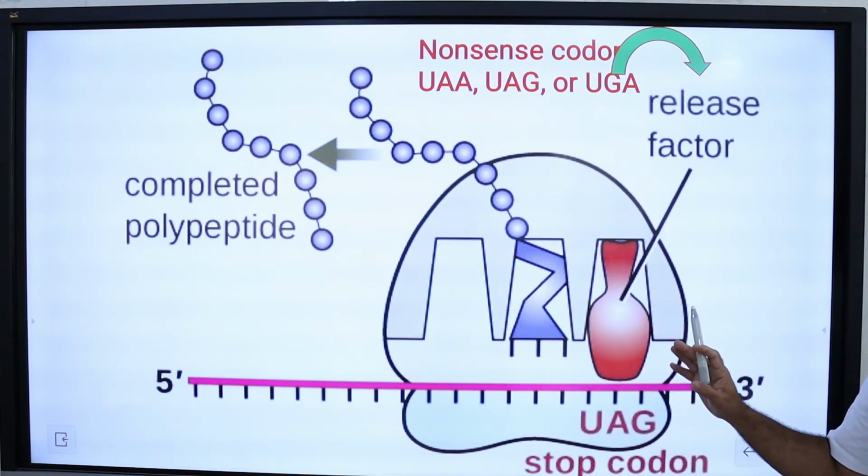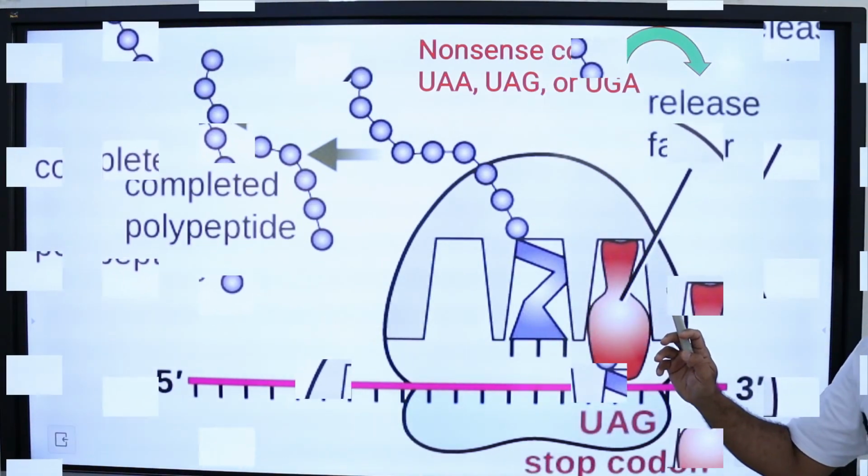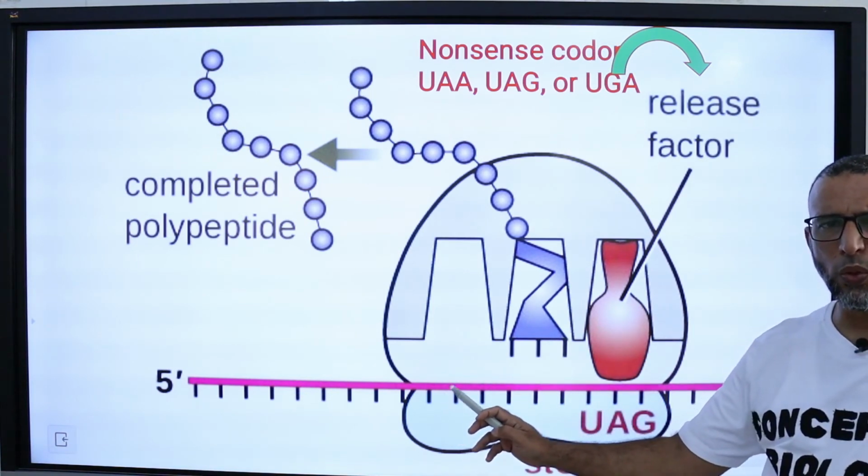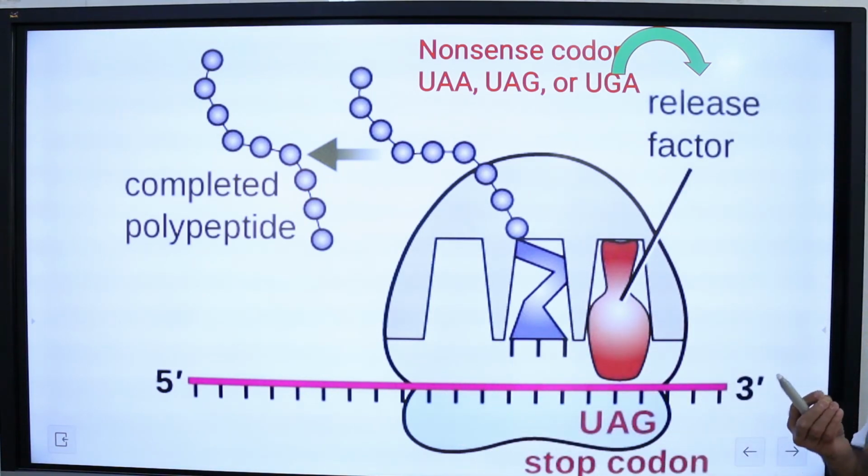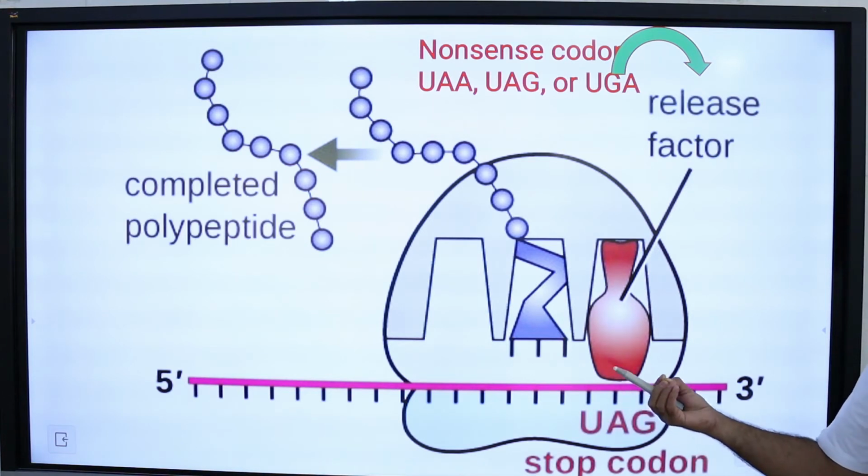The remaining parts of the translation complex dissociate. Each mRNA molecule is translated only a limited number of times before it is destroyed.